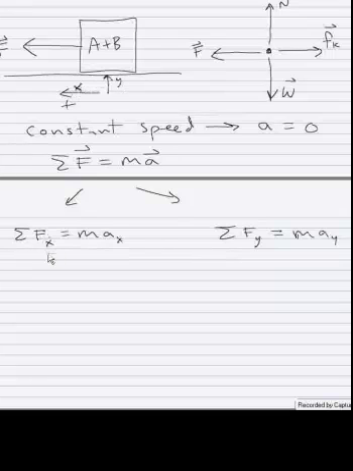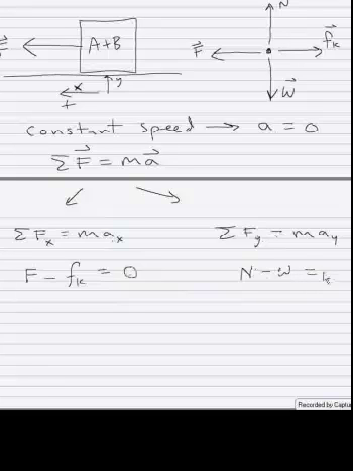So the sum of the forces in the x direction, I have a positive F, I have a negative friction, and that's all I have. The acceleration is going to be 0 in that direction. The sum of the forces in the y direction, I have a positive normal force, I have a negative weight, and those also sum to 0. There's no acceleration in that direction. And so I end up with F is equal to my friction force, and my normal force is equal to my weight, which is equal to mg.